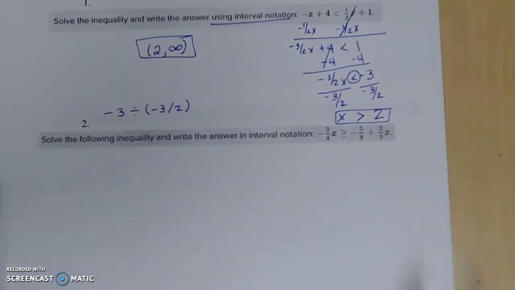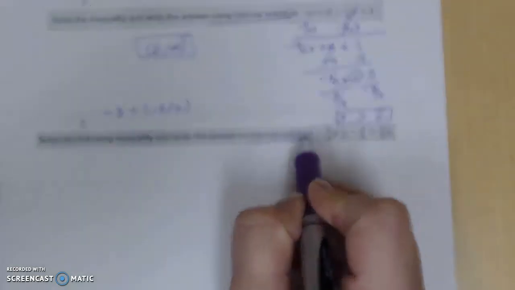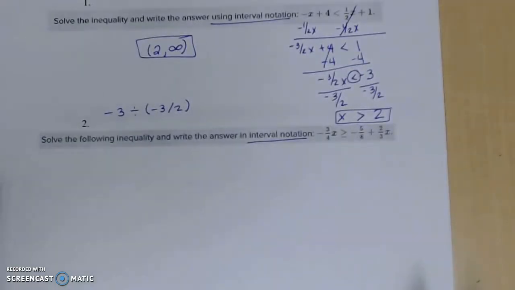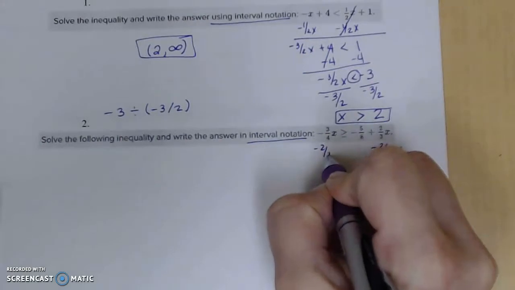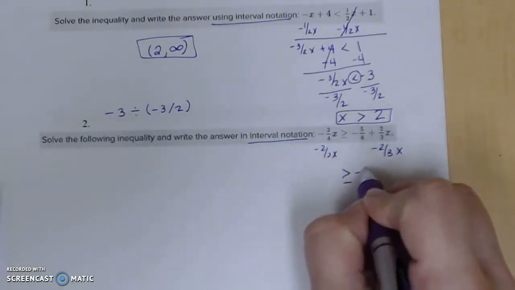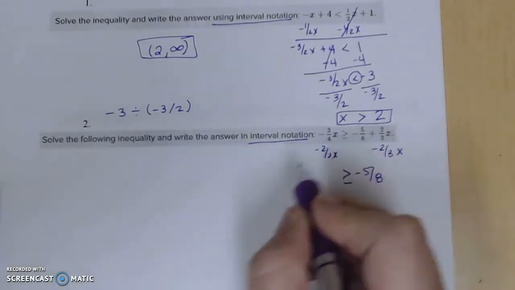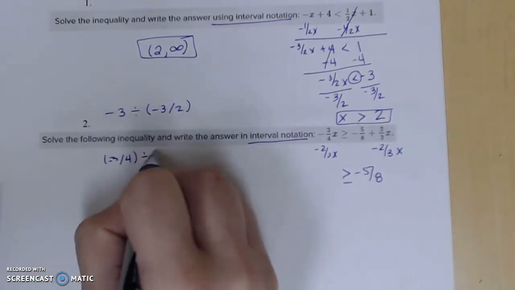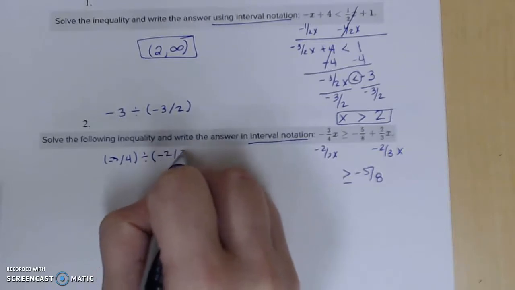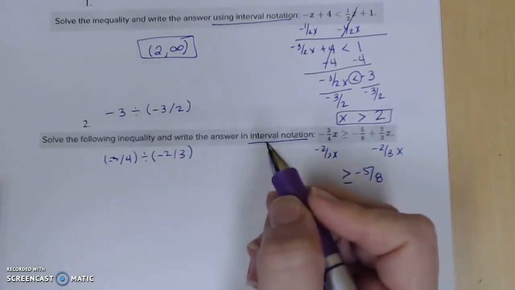Solve the following inequality and write the answer again in interval notation. So I'm going to move some things around. I'm going to use my calculator to help me out with these fractions as I go. So I'm going to subtract the 2/3 x. This gives me negative 5/8, negative 3/4. Again, I'm going to say negative 3/4 divided by negative 2/3 in my calculator.